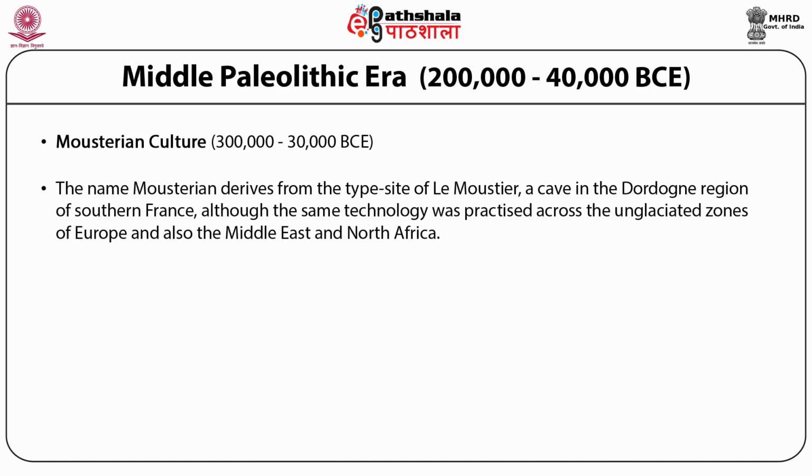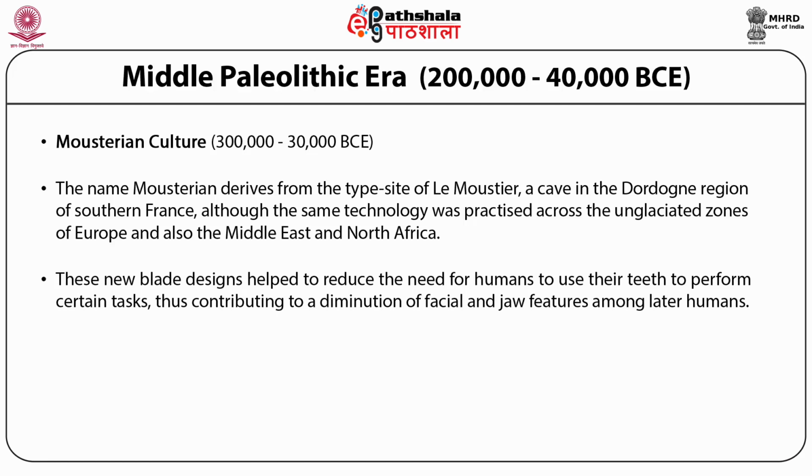Mousterian culture. The name Mousterian derives from the type site of Le Moustier, a cave in the Dordogne region of southern France, although the same technology was practiced across the unglaciated zone of Europe and also the Middle East and North Africa. Tool forms feature a wide variety of specialized shapes, including barbed and serrated edges. These new blade designs helped to reduce the need for humans to use their teeth to perform certain tasks, thus contributing to a diminution of facial and jaw features among later humans.